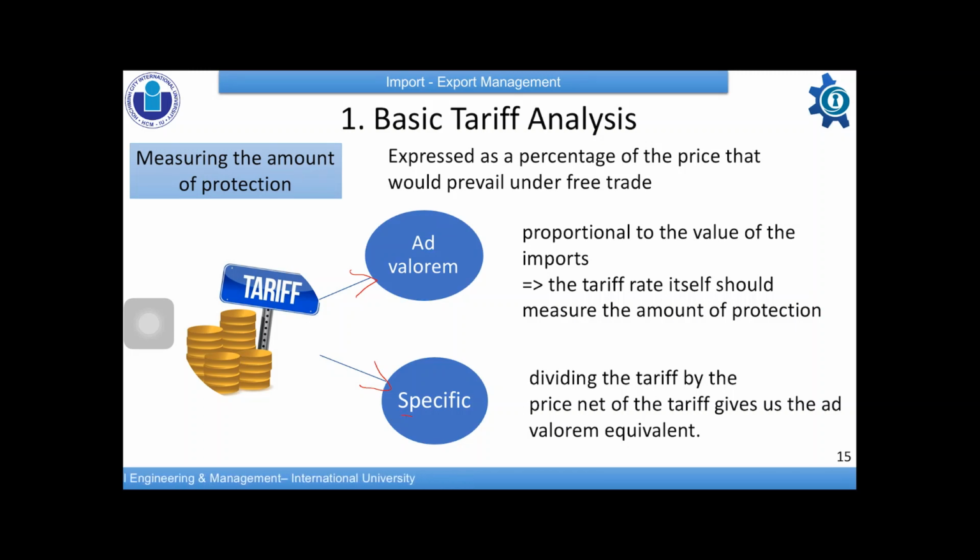Specific tariff is a fixed amount, right? This one we already learned in the last lesson. If you forgot, please go back to the previous video to watch it. The specific tariff is a fixed amount of money charged on an imported unit. For example, $5 per unit.